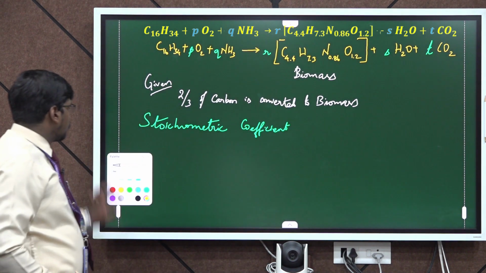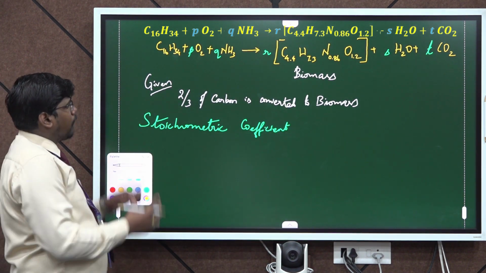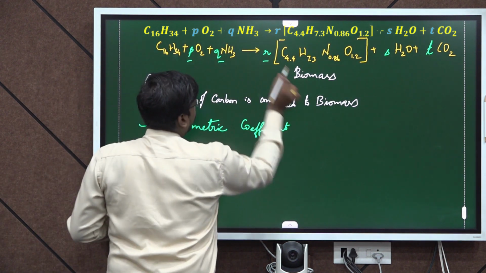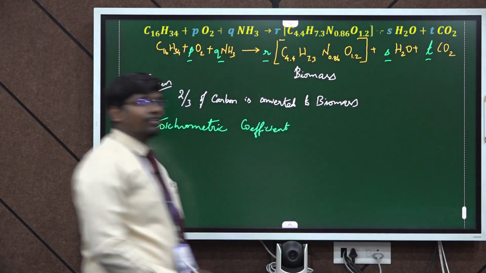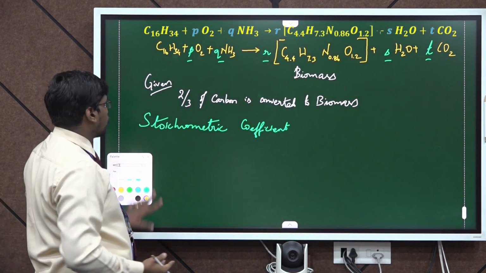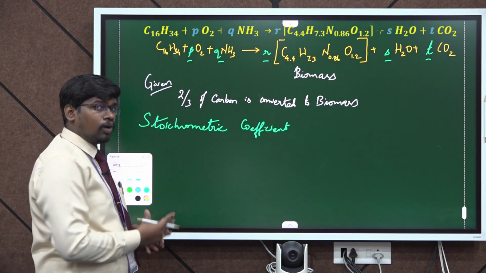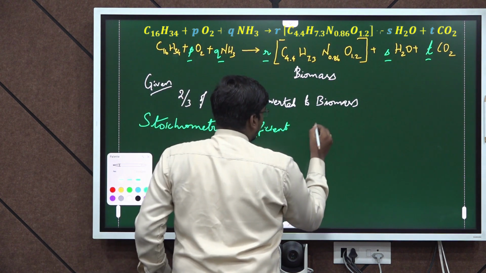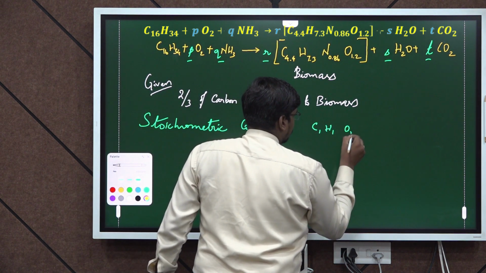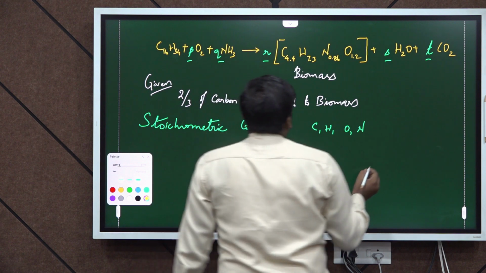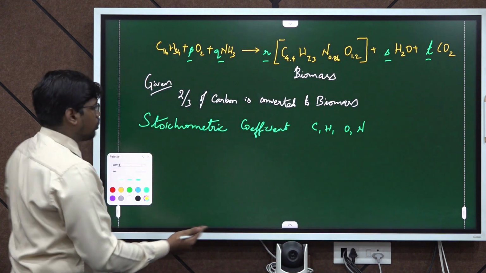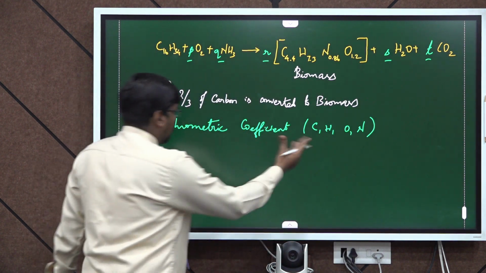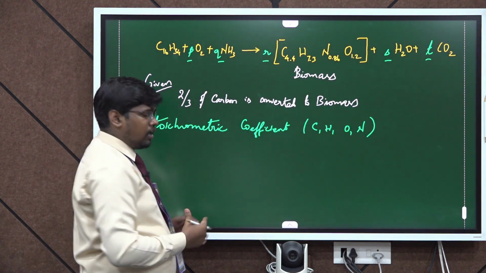To calculate the stoichiometric coefficients, first we need to balance this equation. The coefficients P, Q, R, S and T that we obtain when balancing the equation are called the stoichiometric coefficients. To balance this equation, we can take element by element. Here there are only 4 elements: carbon, hydrogen, oxygen and nitrogen. So we can balance the atoms, the elements, individually.